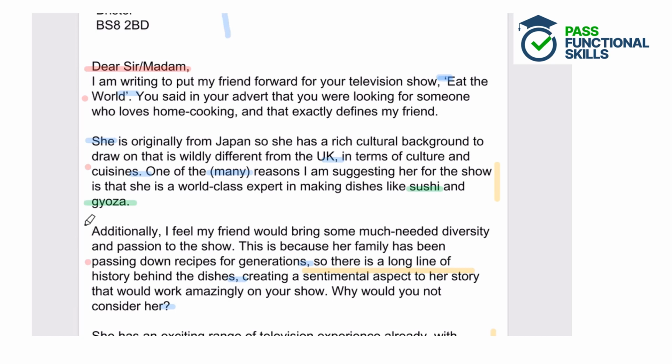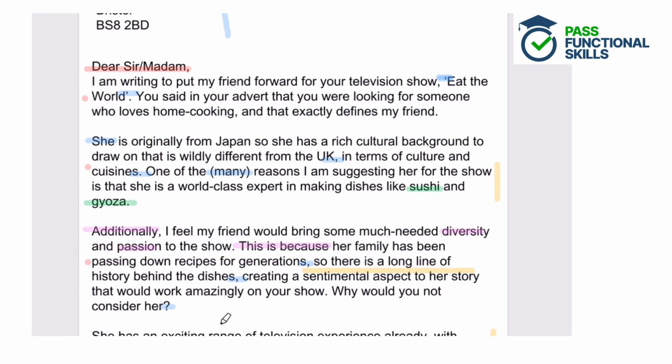So for example, in this third paragraph, it says, additionally, I feel my friend would bring some much needed diversity and passion to the show. So here we've already used a connective word to link it to the previous paragraph and say that we're going to add some information here. Then we have talked about diversity and passion. The next sentence follows on from this to give an explanation. So it says, this is because. So it's referring to the points that were made in the previous sentence there.